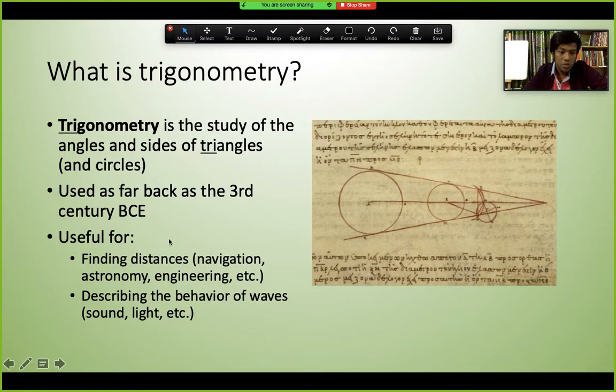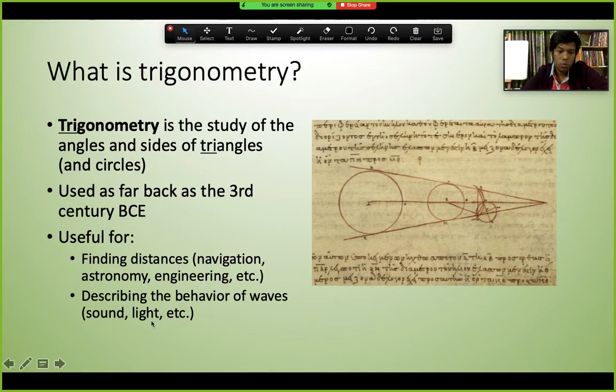So where do we use it? We use it for finding distance, navigation, astrophysics, astronomy, engineering, etc. Then we have sound, light, this kind of thing. And you'll see one common thing everywhere is angle. If the angles are given, then we can bring that topic to trigonometry. Okay, so that's one important thing.